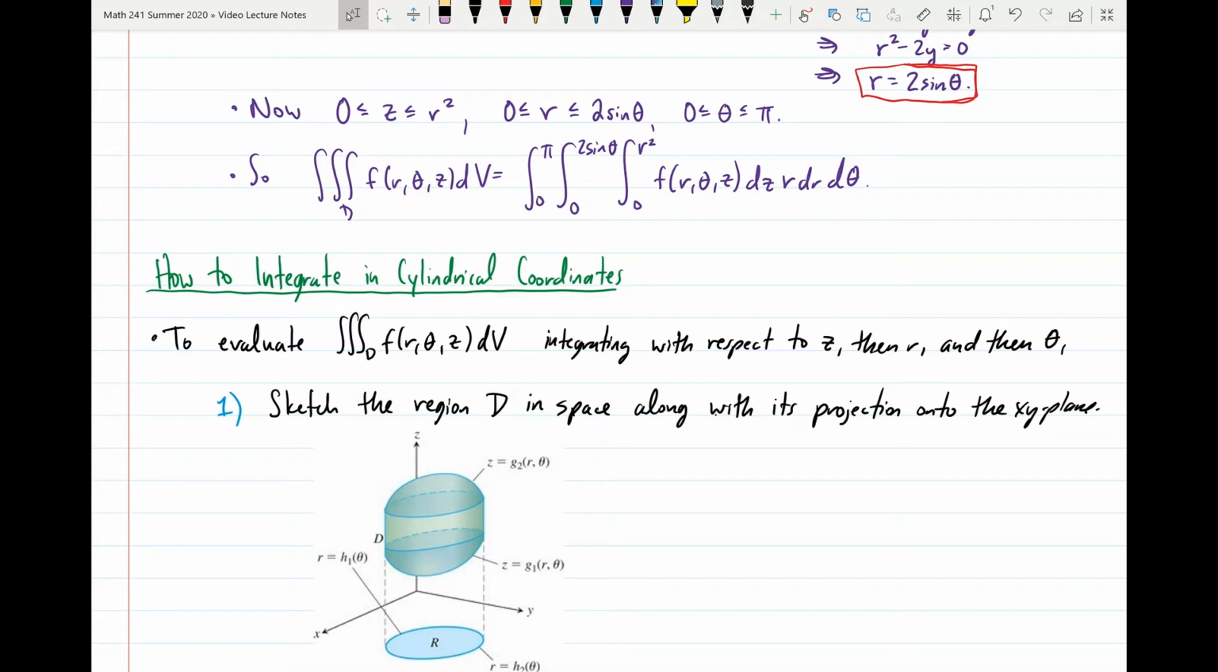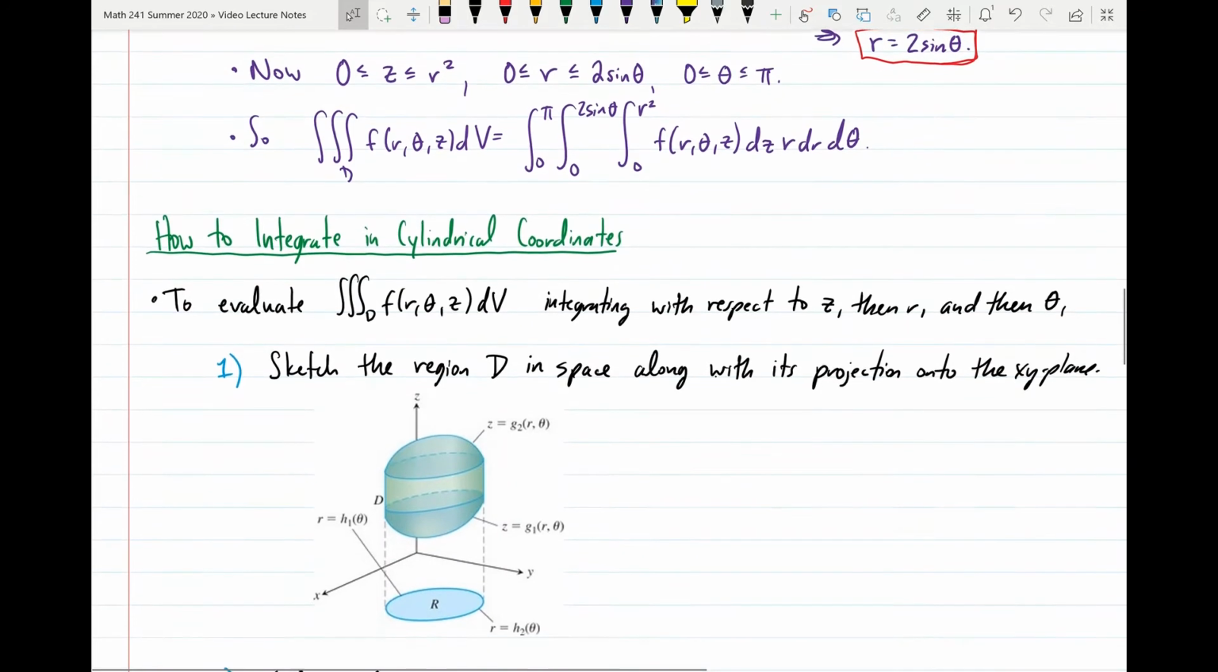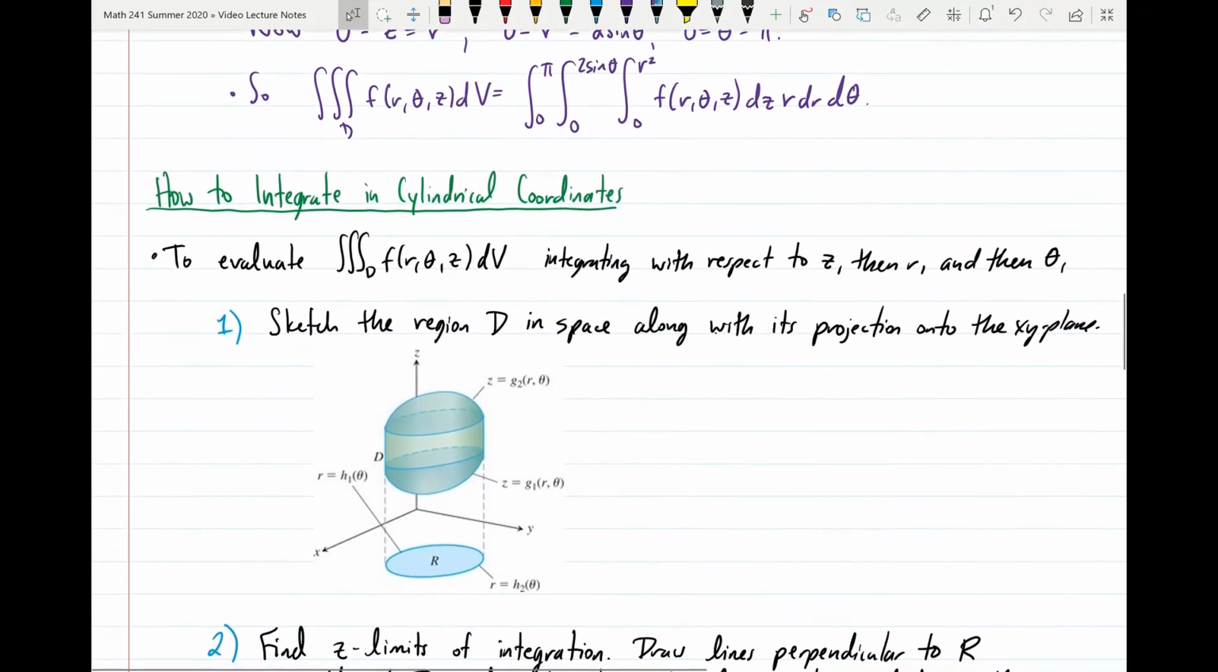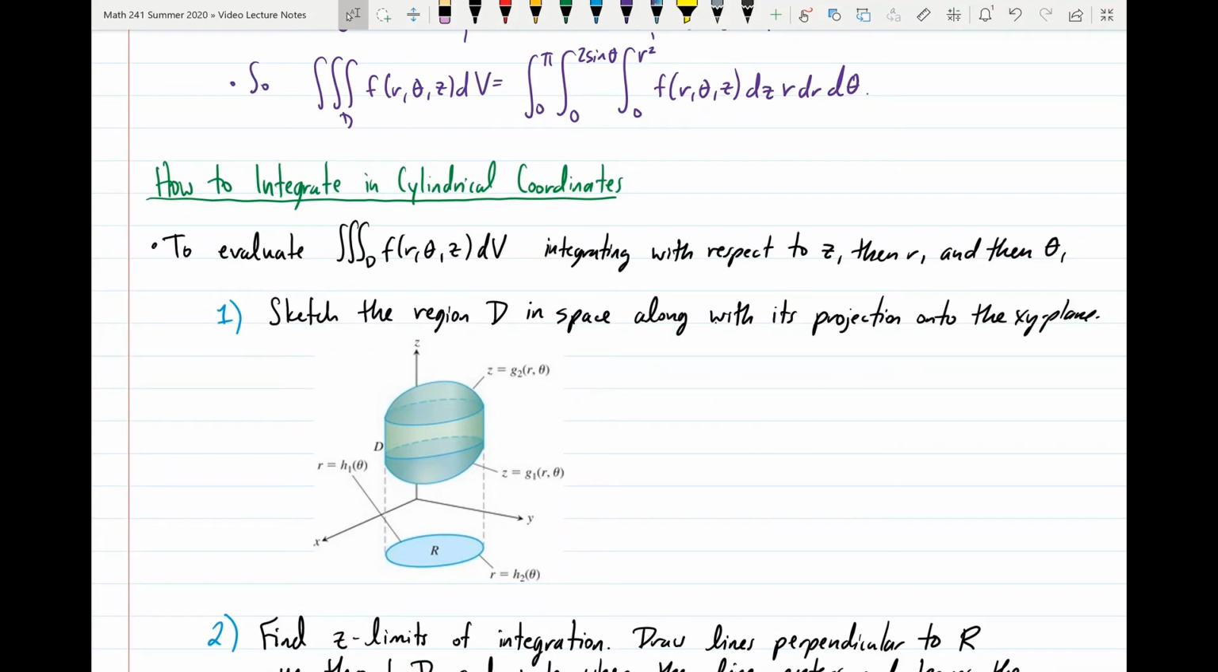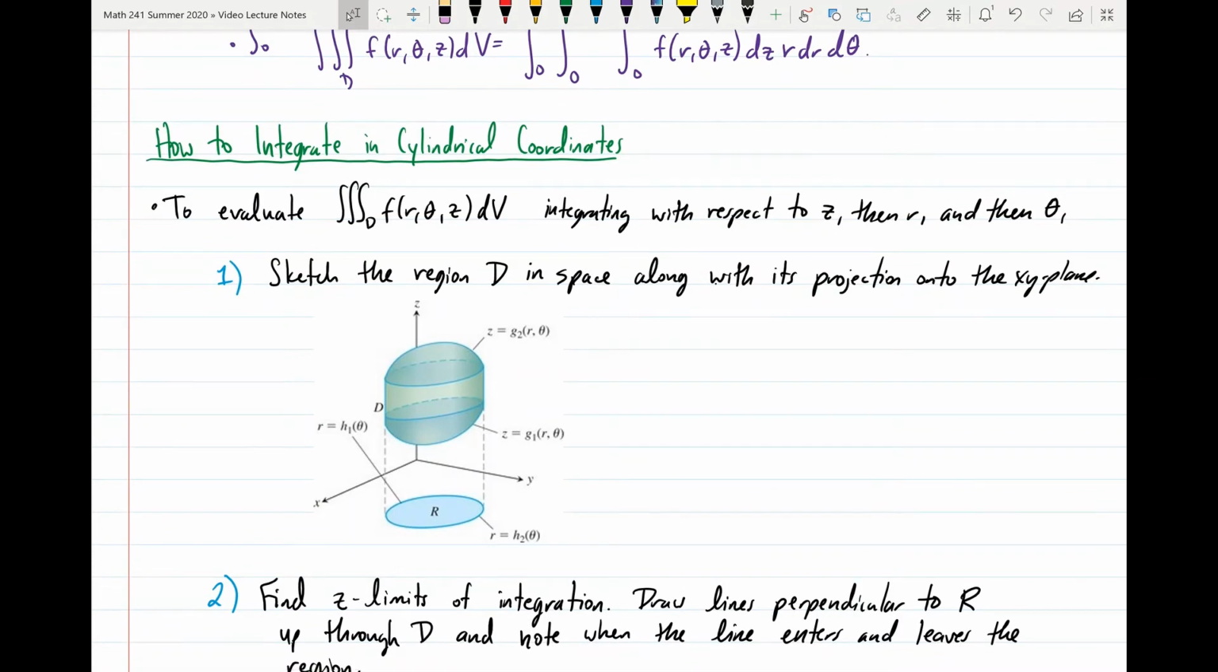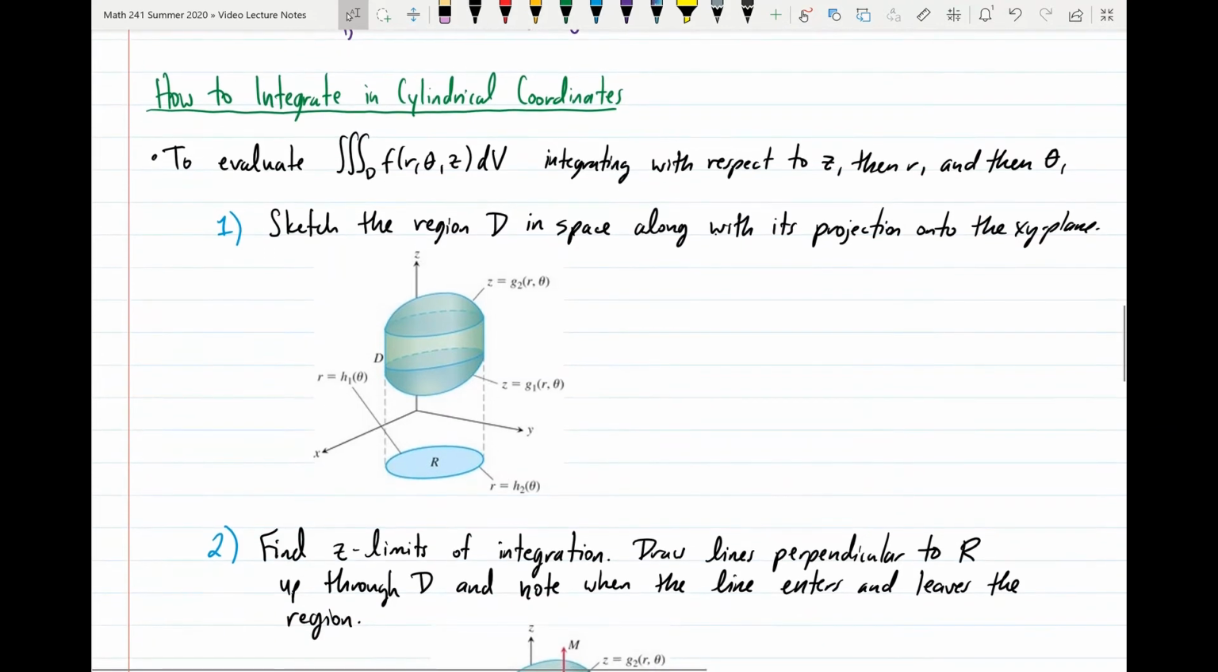Okay, so I expect that many of you, after just seeing that first example of finding the limits of integration, would be comfortable with finding the iterated integrals that represent the triple integral in cylindrical coordinates. But I do want to go through the more general process here for all kinds of questions where we have to integrate in cylindrical coordinates. So to evaluate the triple integral of f of r, theta, z over the region D, where we are integrating with respect to z and then r and then theta, there are going to be 4 different steps that are very similar to the 4 steps we had in section 15.5 for rectangular coordinates.